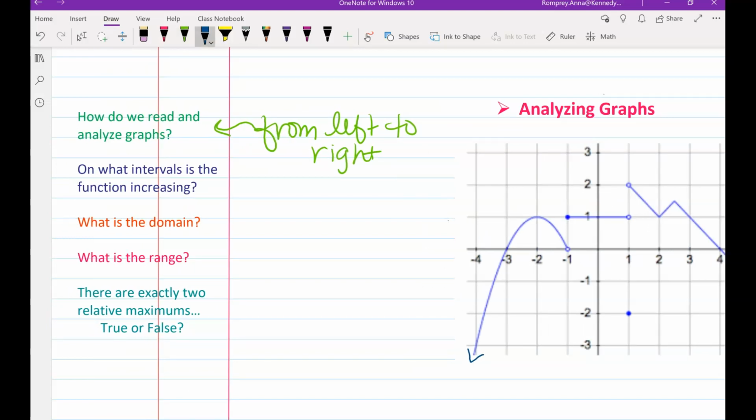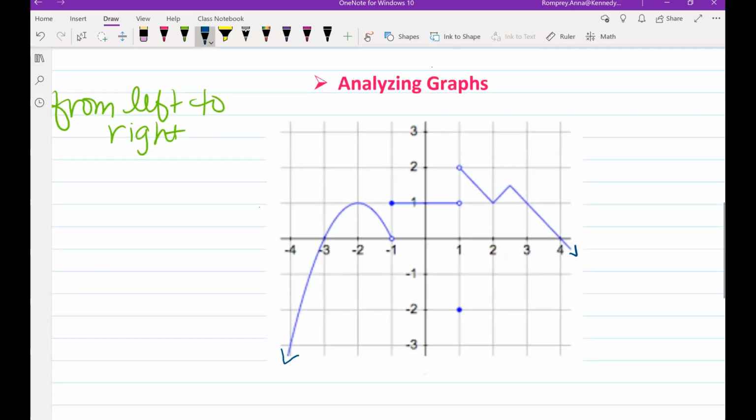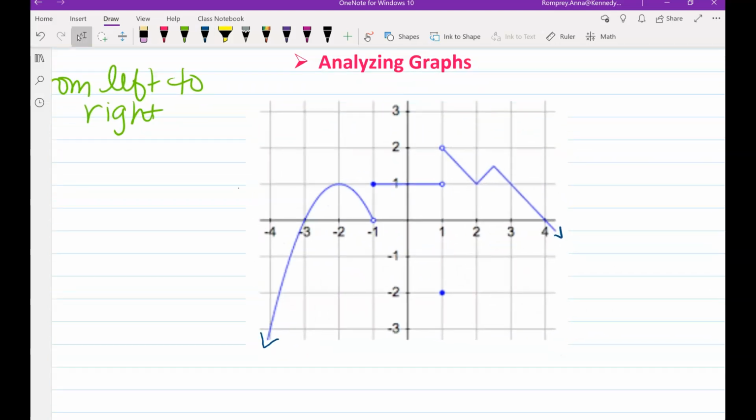So on what intervals is the function increasing? Now that word intervals should look a little familiar. So we talked about interval notation. We're going to be using that again. So on what intervals is the function increasing? If you've got colors, please use them because it will make a lot more sense when you're looking back at your notes later if you're kind of color coded. So when I look at my function, again, reading from left to right, where are we increasing?